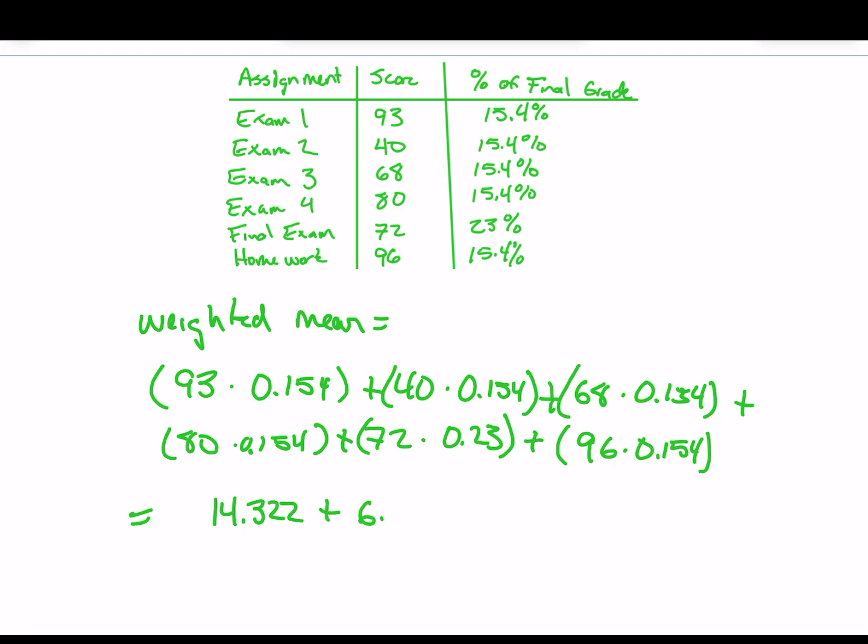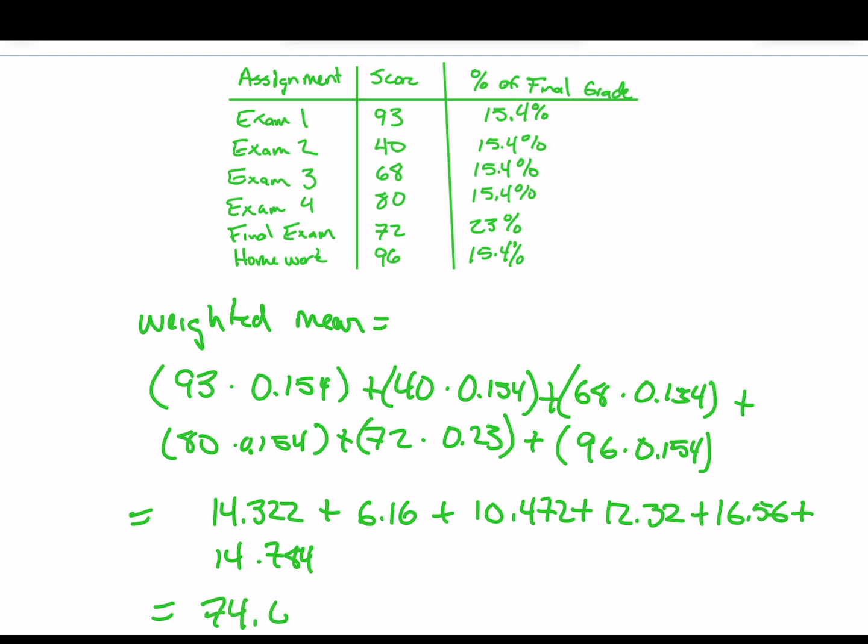Okay, so when we compute these individually, you get 14.322. The next one is 6.16 plus 10.472 plus 12.32 plus 16.56 plus 14.784, which gives us a total when we add those up. Pause the video if you need to make sure that you've got it. And our final answer is a 74.618.